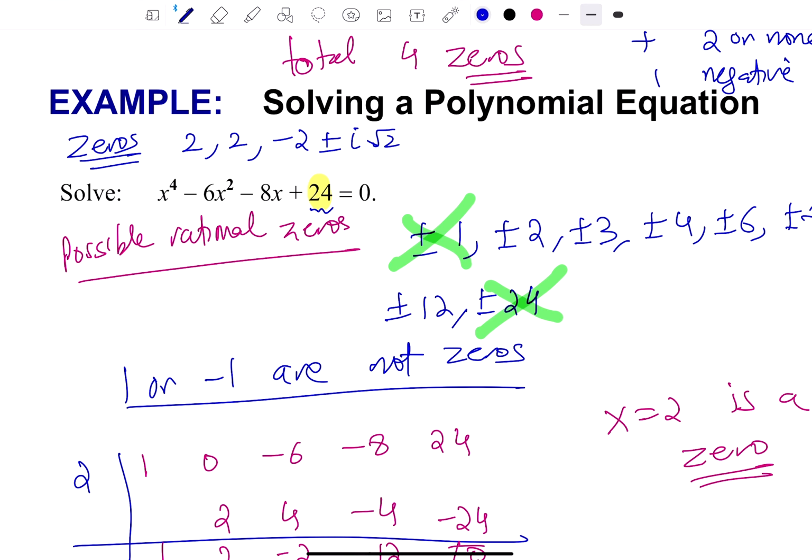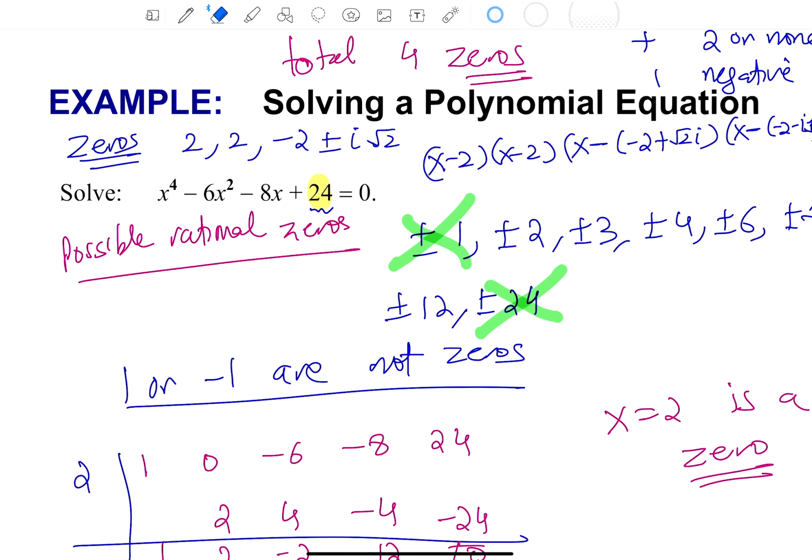All right, so if we were to factor this polynomial, we can write it as x minus 2, x minus 2, x minus negative 2 plus root 2i, and x minus negative 2 minus i root 2. Well, that's not legible, so I'm going to add the extra factor here, x minus negative 2 minus root 2i. These will be the factors of this fourth degree polynomial.